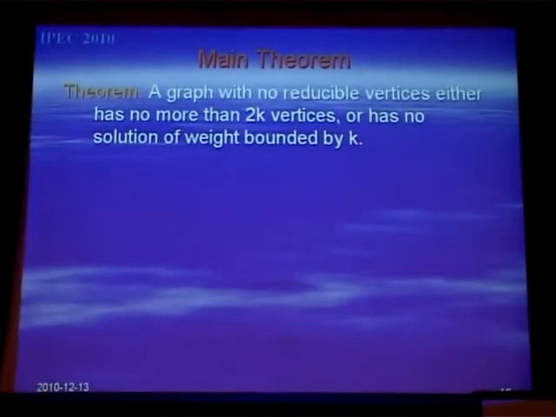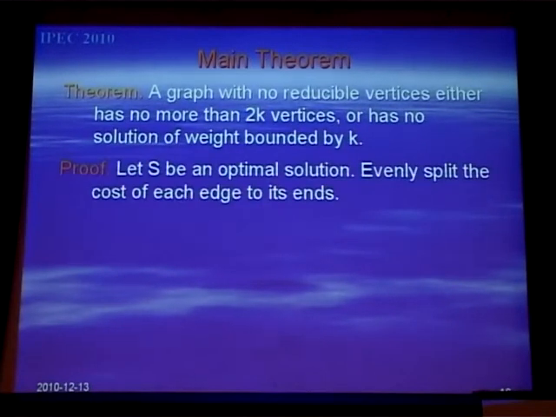So that's our main result. Let me also give you a proof for this. Our main result says that if you have a graph that has no reducible vertex, remember, if there is any reducible vertex, we just apply the rule to eliminate that. So if there's no reducible vertex, then the graph has at most 2k vertices, or there's no solution with weight bounded by k. So this is basically the main result.